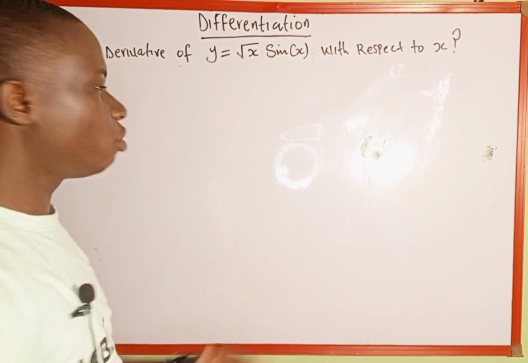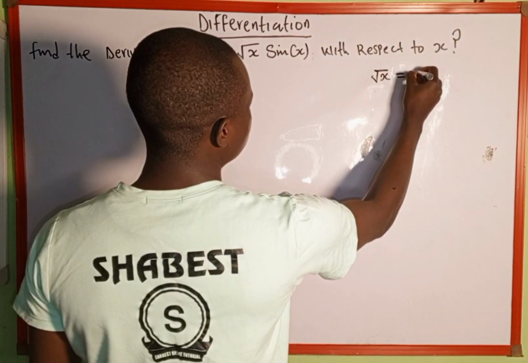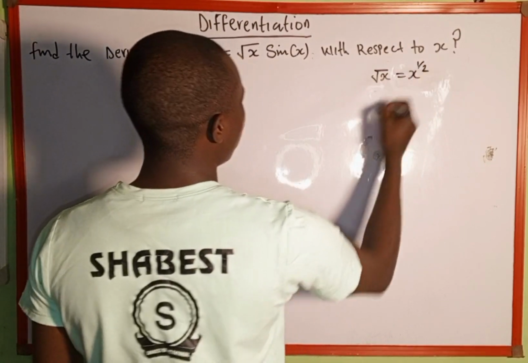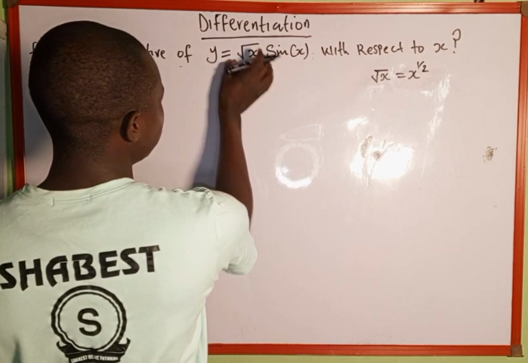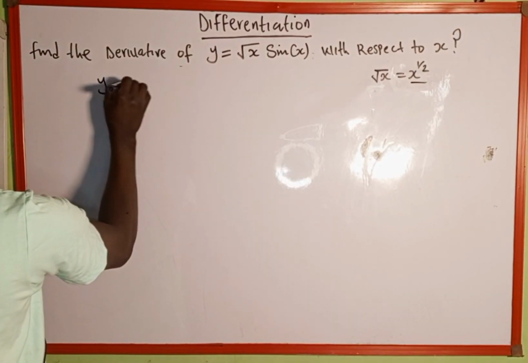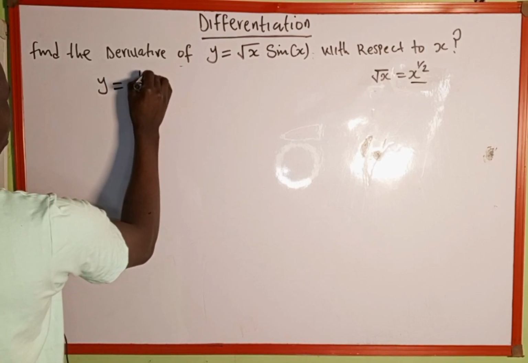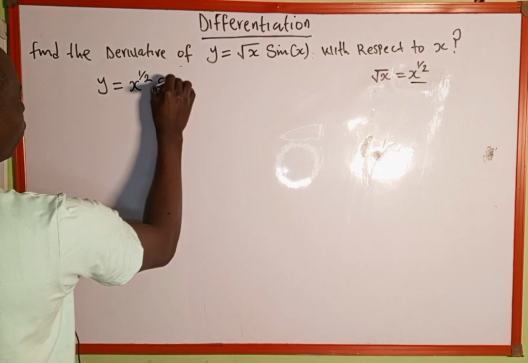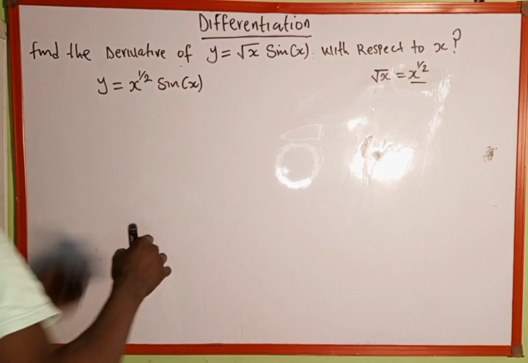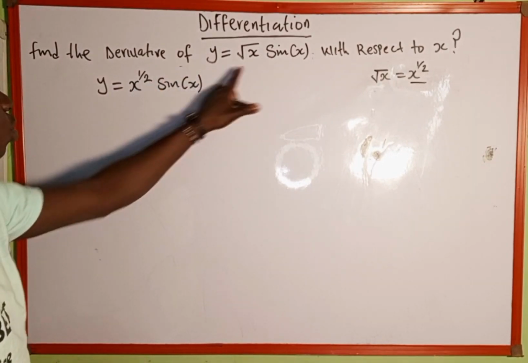The first thing we're going to do is to do transformation. Recall that the square root of x is the same as what? x raised to the power of 1 over 2. So we're going to transform this root of x into this form. So this is going to be the same as y is equal to, in place of square root of x here, we write x raised to the power of 1 over 2, then multiply by what? Sine of x. Now we're going to differentiate this function with respect to x. What we just did, we just did a transformation.